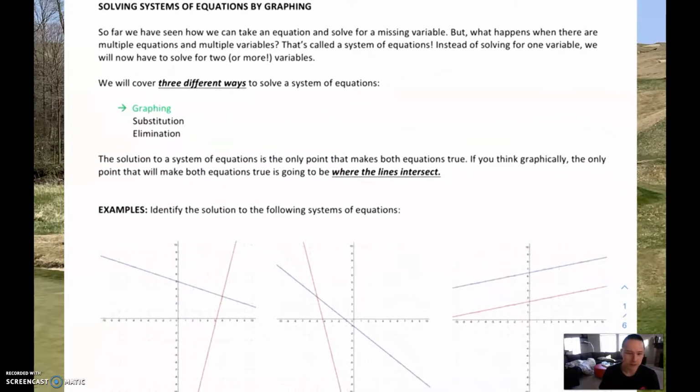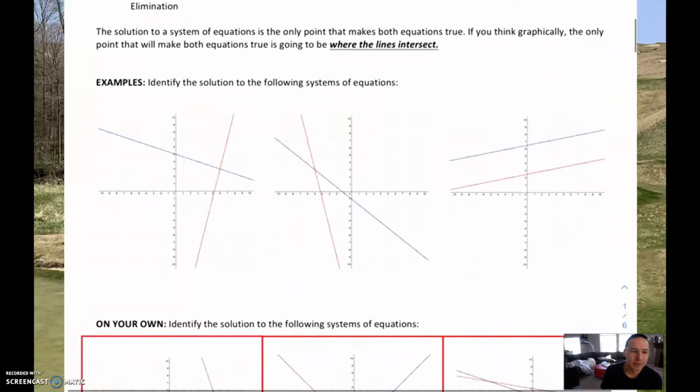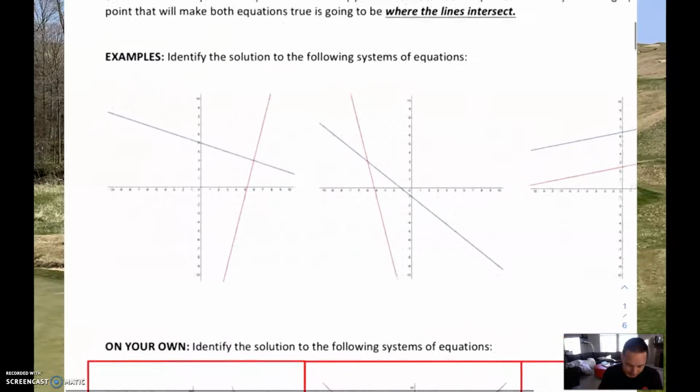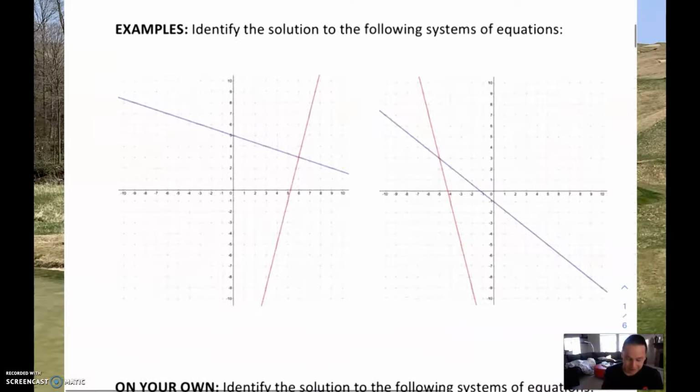So first off, let's go over this word, a solution. A solution to a system of equations is the only point that will make both equations true. And if you think graphically, the only point that makes both equations true will be where they cross. That's the only point that's on both lines. So let's do a couple easy ones. First one says, identify the solution to the following systems of equations. So we've already got them graphed for you.